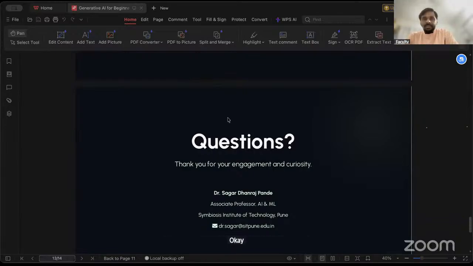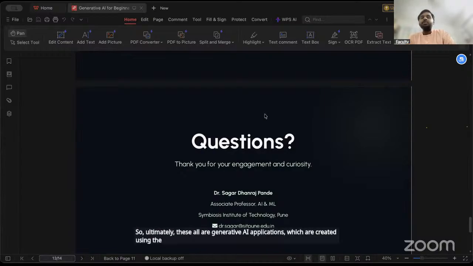Satya is asking, give some examples of LLMs and where they are used. So Satya, LLMs are nothing but large language models. ChatGPT, Gemini, Claude, all of these are applications of LLMs only, where a large amount of data is used to generate the outcome. Ultimately, these are all generative AI applications created using the large amount of data which was existing. I hope your query is addressed.